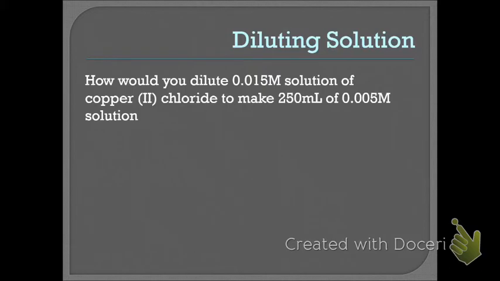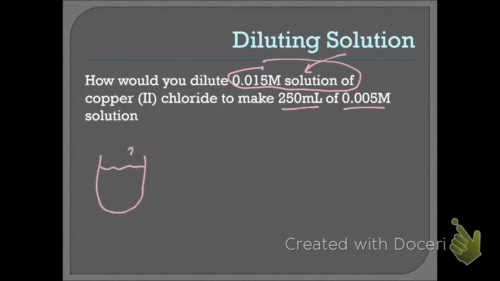How do you dilute a 0.015 molar solution of copper(II) chloride to make 250 milliliters of 0.005 molar solution? So this is what's called our stock solution. We're going to take a certain volume of this to create 250 milliliters at 0.005 molar. So this is our goal: 250 milliliters, and we need 0.005 molar.